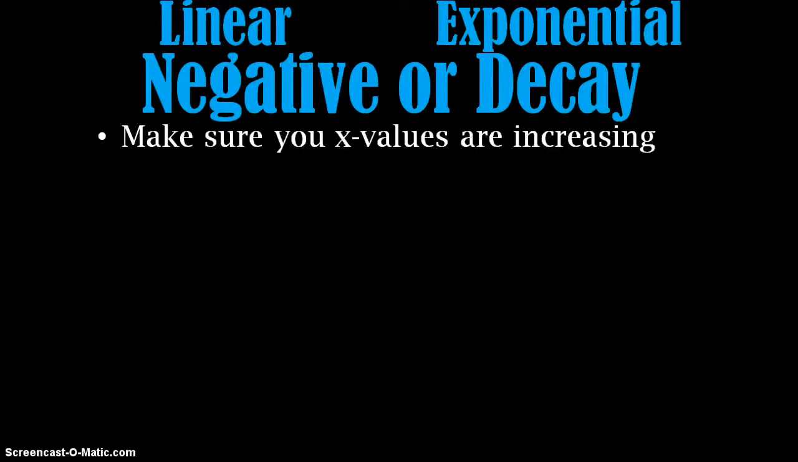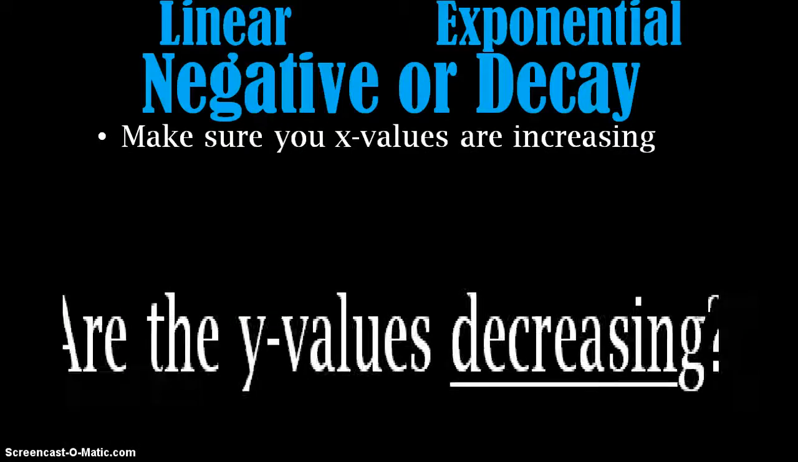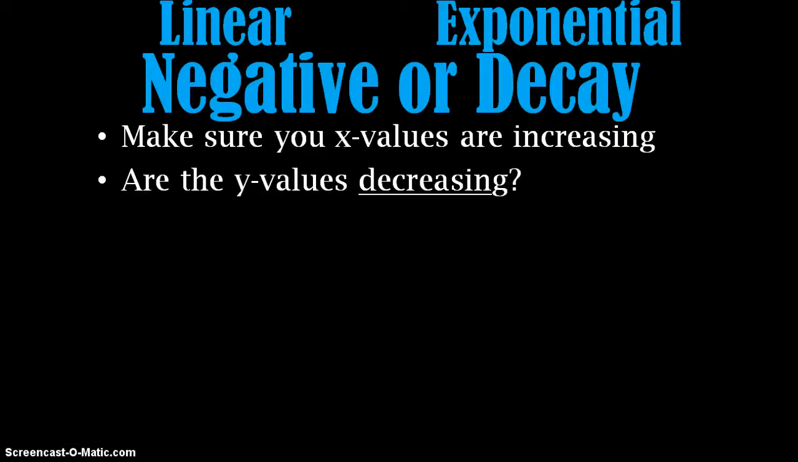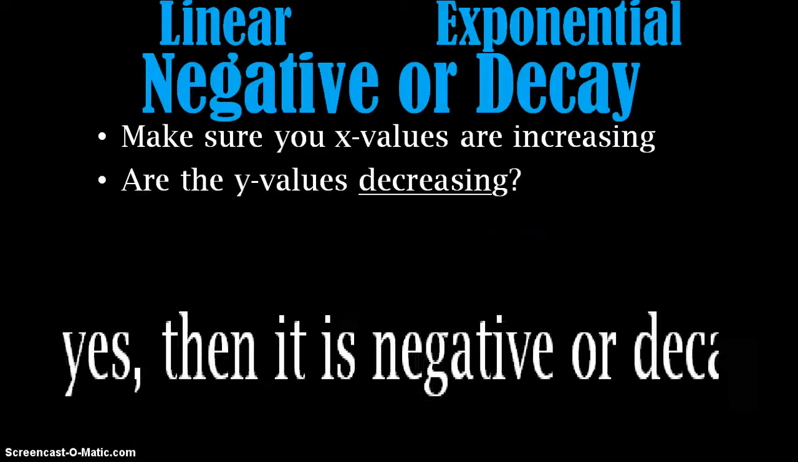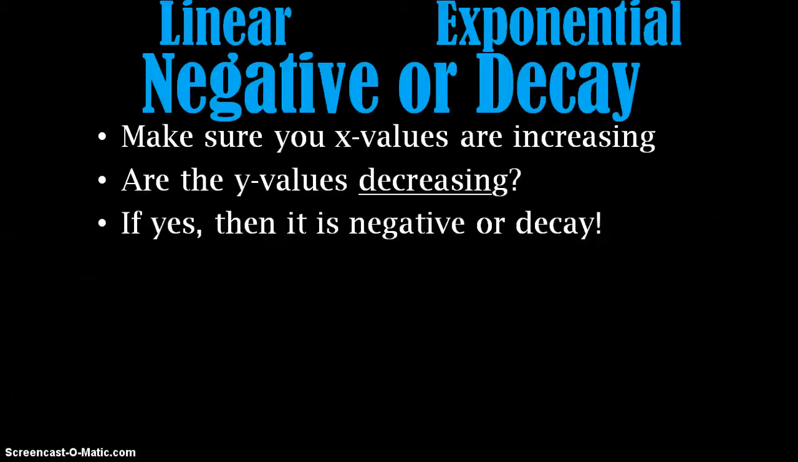Alright, so let's look at the linear and exponential negative or decay. Again, we want our x values to be increasing. You're seeing a pattern here. X values are always increasing. Then we look at our y values. Are the y values decreasing? If they are decreasing or getting smaller, then you know that the table is a negative or a decay.